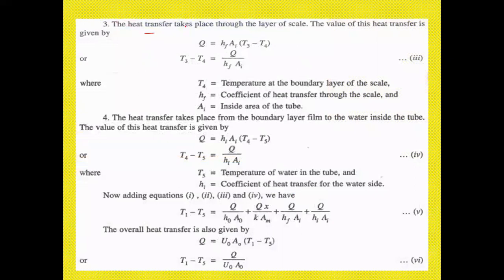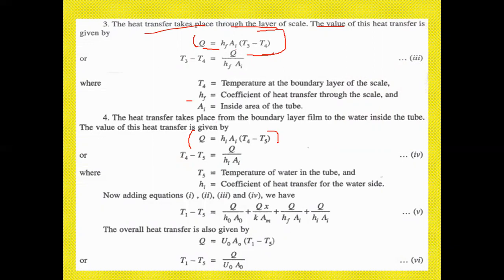Just see, the heat transfer takes place through the layer of the scale. The value of this heat transfer is given by Q is equal to HF into AI into T3 minus T4, where T4, HF and AI are the temperature, the coefficient of heat transfer and the area. The last one is the heat transfer from the boundary layer film to the water inside the tube. Therefore, the value of the heat transfer is given by Q is equal to HI into AI into T4 minus T5. T4 minus T5 is equal to Q by HI AI, where T5 is the temperature and HI is the coefficient.